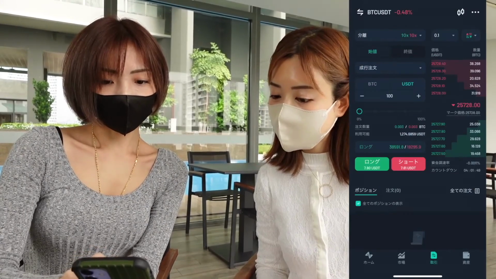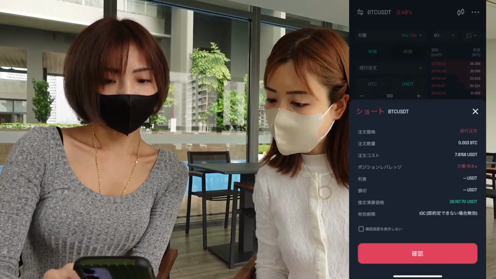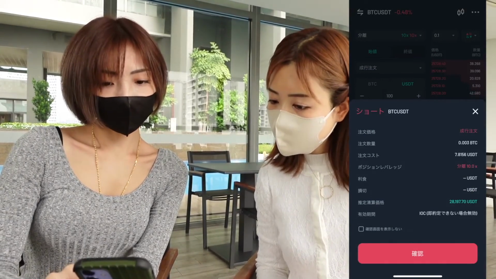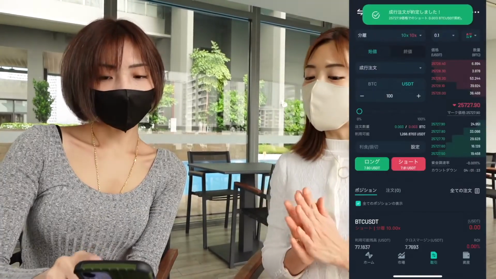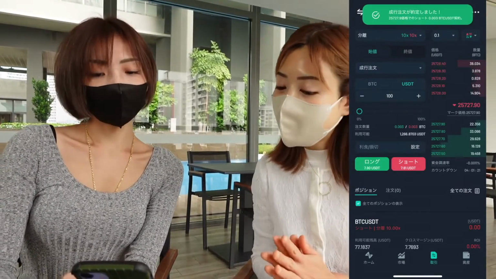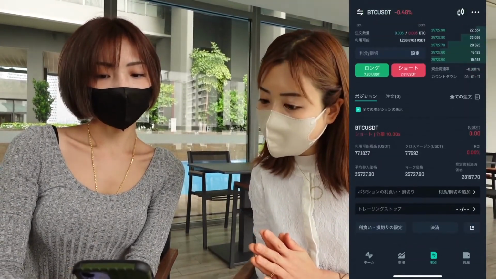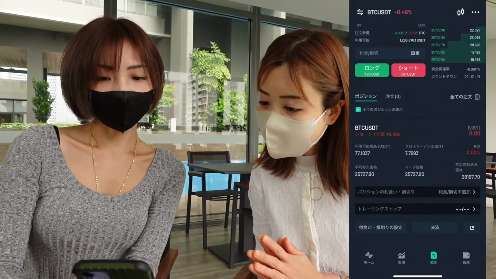Let's short it this time. This will give you accurate information: order quantity, order cost, how much leverage, confirmation. The order is placed immediately because it is a market order. It is shown in the position section. It hasn't moved at all yet.